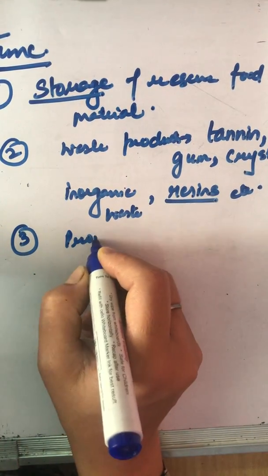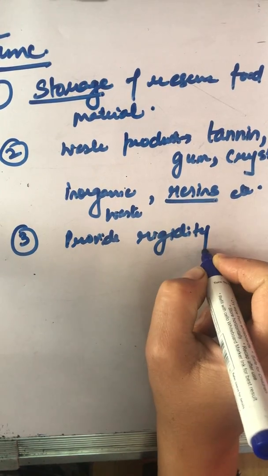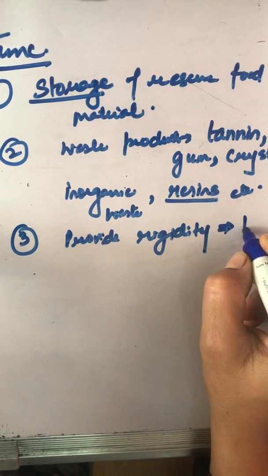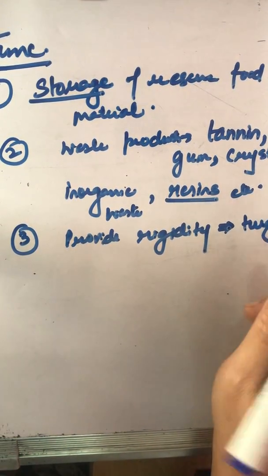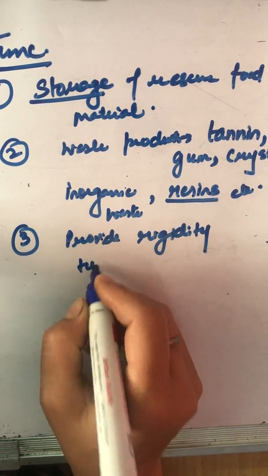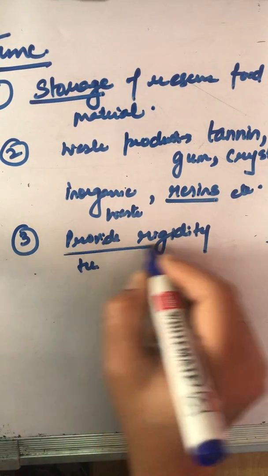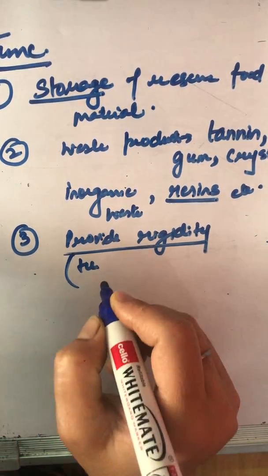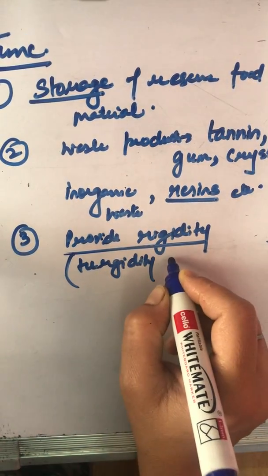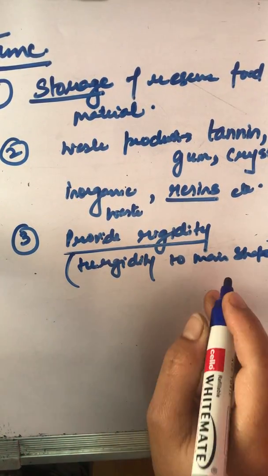What else does it do? Provide rigidity to the plant body. Why rigidity? Because it provides turgidity also. By now you are familiar with the word turgidity, right? Turgid is to maintain the shape and firmness of the plant cell. So it provides rigidity because it is providing turgidity to maintain the shape of the plant body.